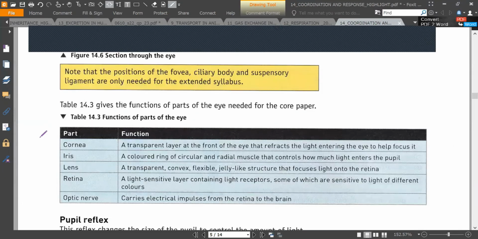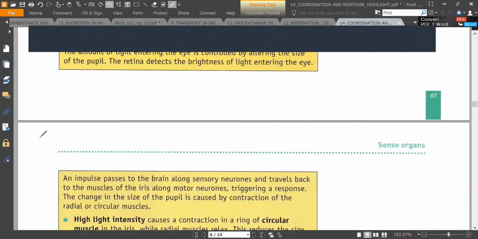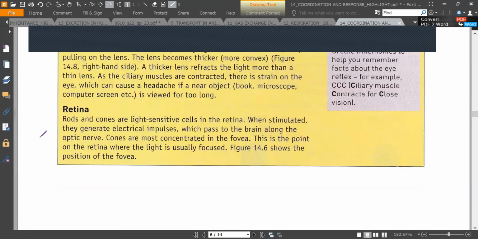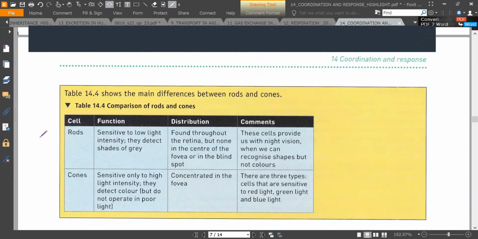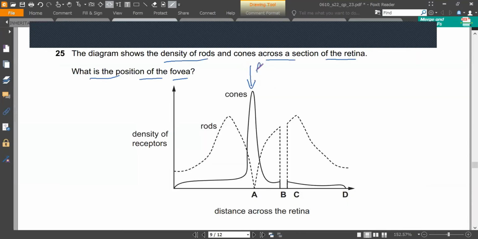If we look at the rods and cones, we can see rods are found throughout the retina, but none in the center of the fovea. Cones are concentrated in the fovea. So we know that cones are concentrated here, which means this is the fovea. Fovea here.